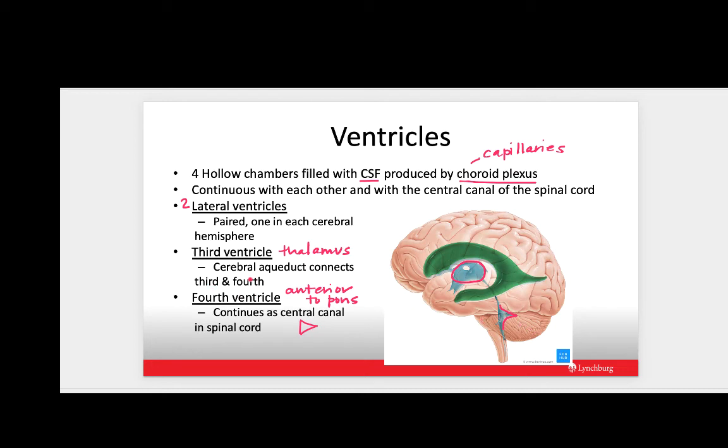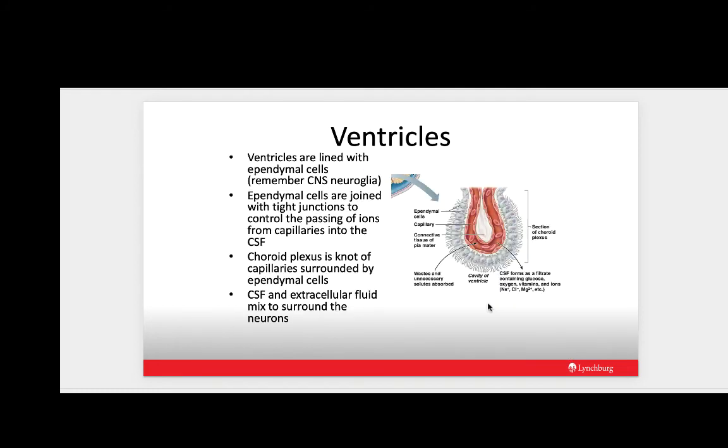Okay, so we have a couple things. The cerebral aqueduct is this little passageway that's connecting our third and our fourth ventricles. So this little passageway here is the cerebral aqueduct heading down to the fourth ventricle, and then the fourth ventricle is going to continue all the way down through the spinal cord as the central canal in the spinal cord. Okay, so we're basically going to see this flow of fluid throughout all of those ventricles.